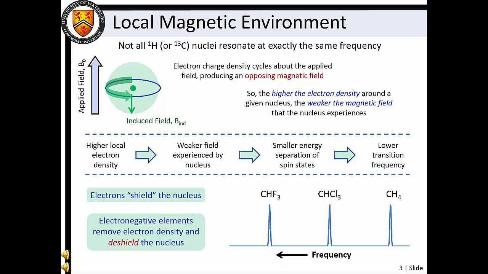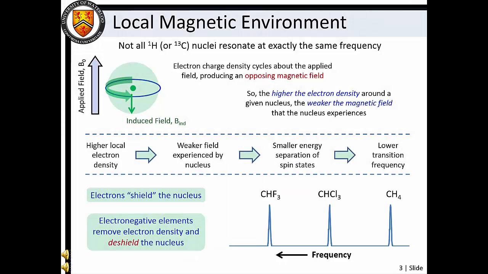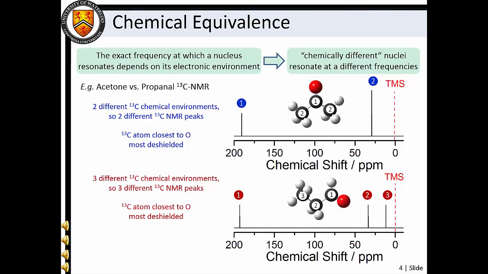Introducing electronegative elements to a molecule serves to remove electron density from electropositive elements. As a result, the electropositive nuclei experience more of the applied magnetic field, and transitions between spin states are duly shifted to higher frequency. This process is known as de-shielding. It then stands to reason that the exact frequency at which a nucleus resonates depends on its electronic environment. Thus, chemically different nuclei will resonate at different frequencies.